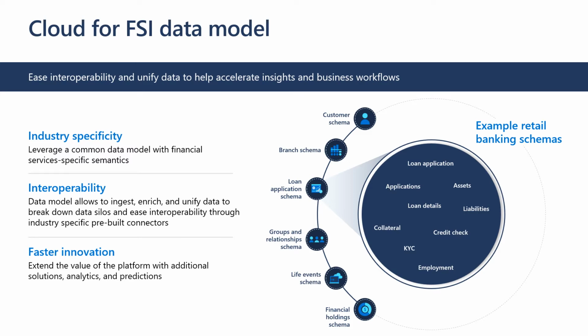At right, you can see retail banking elements that are part of our industry data model, such as customer schema, branch schema, and loan application schema. Within each of these schemas are defined entities. So for example, within loan application schema, there are loan details, assets, liabilities, credit check, and more. In this way, our data model is tailored to your needs.